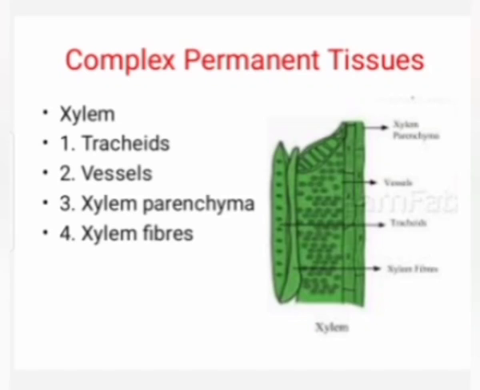Xylem parenchyma stores food. Xylem fibers provide support. They provide mechanical strength to the other tissues. Students, write this question in your notebook. Name the four types of xylem tissues and write their function. Refer to your textbook, page number 73.